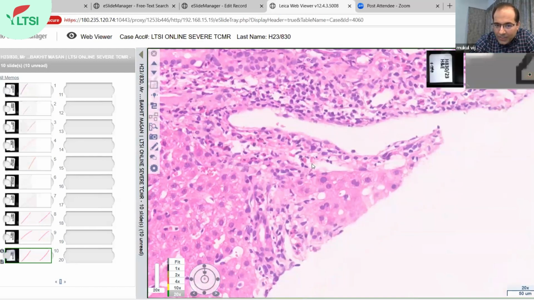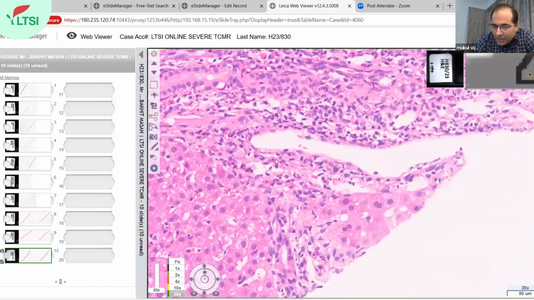This is a portal vein. You can see a portal vein. So you can also see subendothelial inflammation in the portal vein. There are the endothelial cells in the portal vein, and there is this infiltration of mixed inflammation: lymphocytes, histiocytes, eosinophils, also in the subendothelial space, which is lifting the endothelium here.